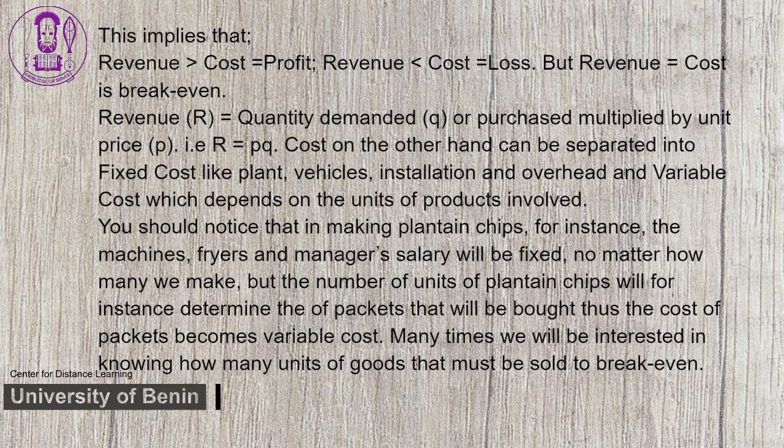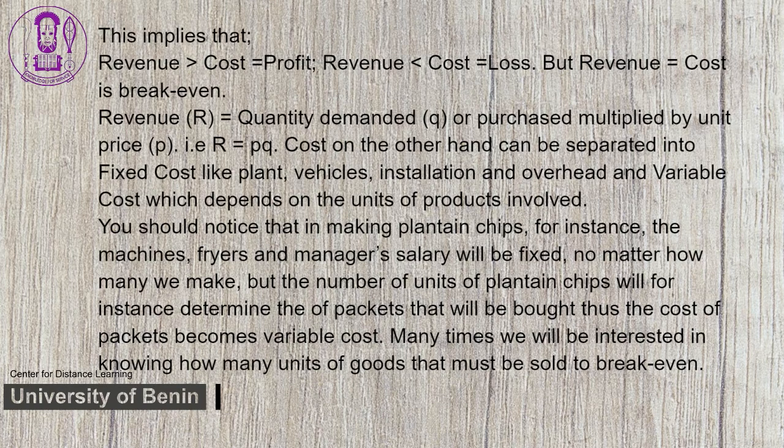Revenue, R, equals quantity demanded, Q, or purchased, multiplied by unit price, P, i.e. R equals PQ. Cost, on the other hand, can be separated into fixed cost, like a plant, vehicles, installation, and overhead, and variable cost, which depends on the units of products involved. In making plantain chips, for instance, the machines, fryers, and manager's salary will be fixed no matter how many we make, but the number of units of plantain chips will determine the number of packets that will be bought, thus the cost of packets becomes a variable cost.